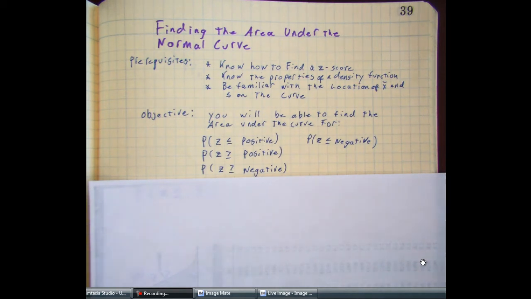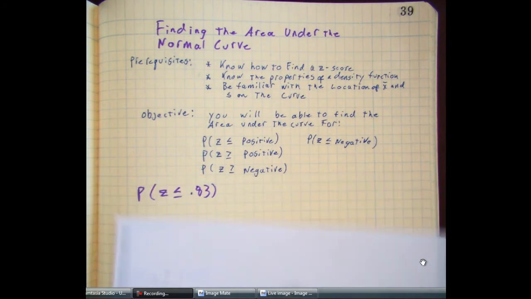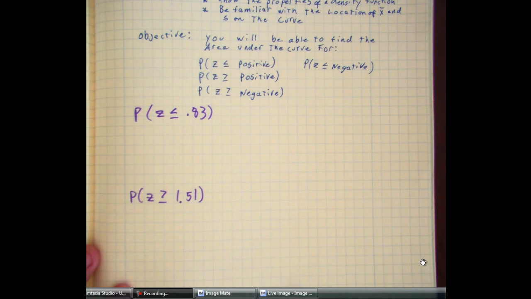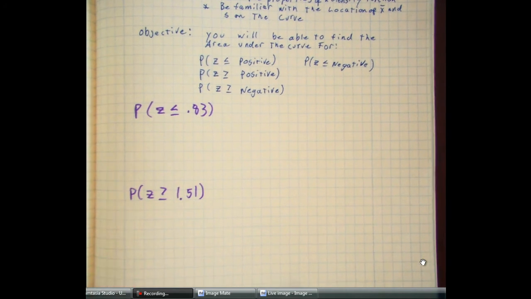In this lesson, by the end of it, you'll be able to find the area under the curve for a z-score if it's less than a positive number, for a z-score greater than a positive number, for z being greater than a negative number, and for z being less than a negative number. Now the first two examples: find the area under the curve for z less than a positive number, and find the area under the curve for z being greater than a positive number.